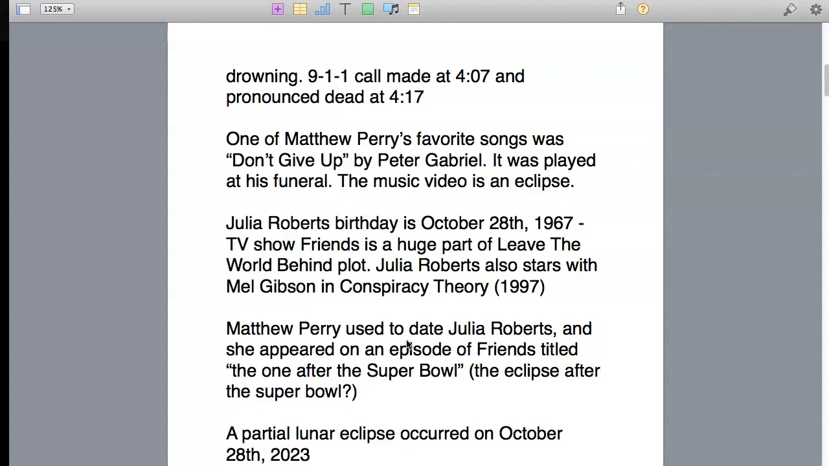Remembering that Leave the World Behind had its world premiere 3 days before Matthew Perry actually died. Leave the World Behind starred Julia Roberts, and Julia Roberts' birthday is October 28th, 1967. So Matthew Perry died on Julia Roberts' birthday. And obviously, if you've seen Leave the World Behind, you know that Friends is a huge part of the plot. The youngest child spends the entire movie trying to watch the last episode of Friends.